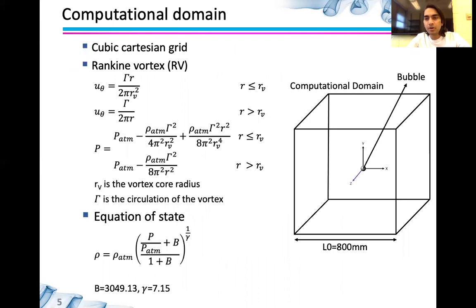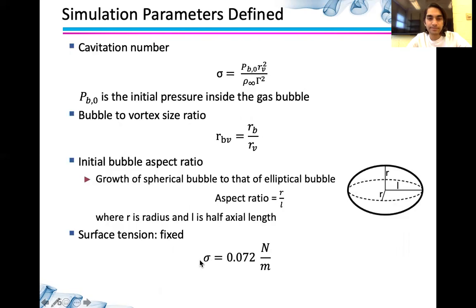For the computational domain, we use a cubic Cartesian grid with the length on each side of about 800 mm. The axisymmetric velocities of the Rankine vortex are given as this. However, when they are transferred to the code, they are in Cartesian coordinates. Similarly, the pressure in the vortex and in the domain is given through this equation, and we have the equation of state as it was mentioned previously.